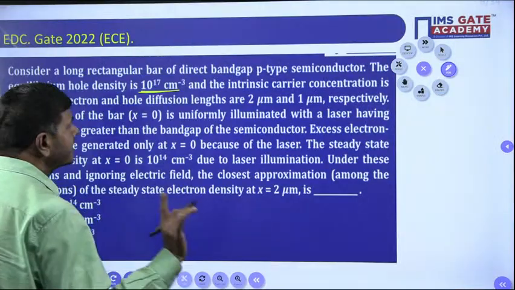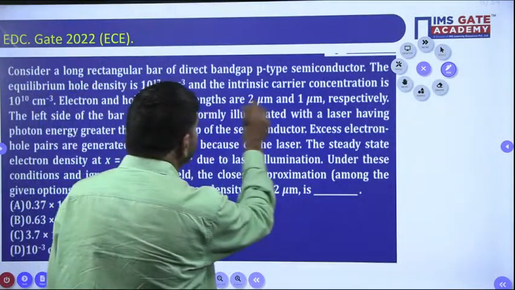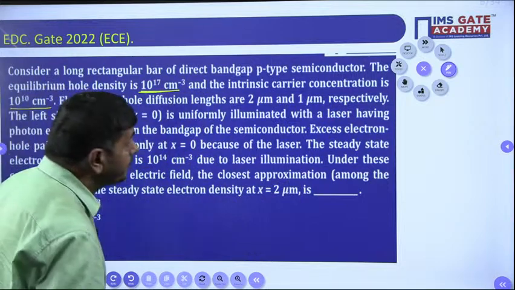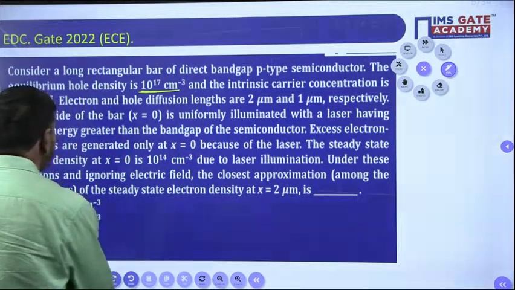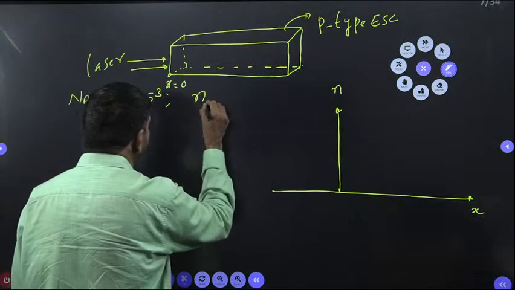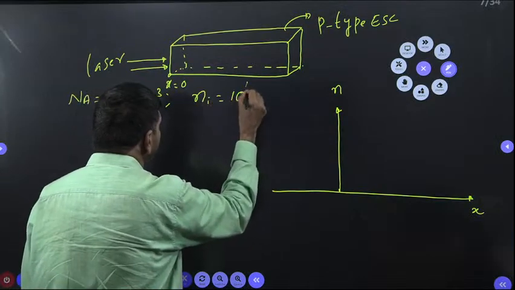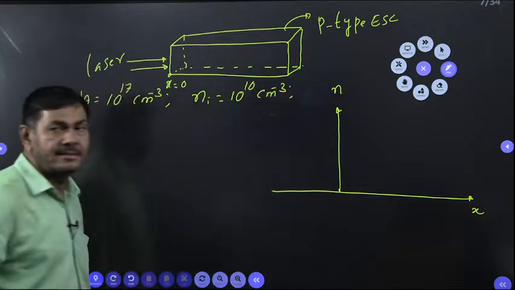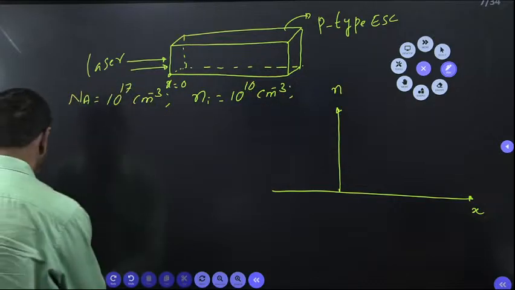Try to understand, very simple question. And the intrinsic carrier concentration is 10 power 10 per cm cube. I will take it as Ni, 10 power 10 per cm cube, I can note down here. That much intrinsic concentration is given.